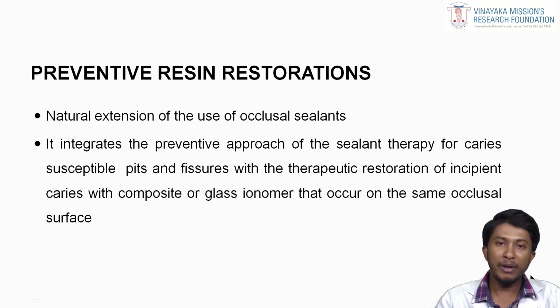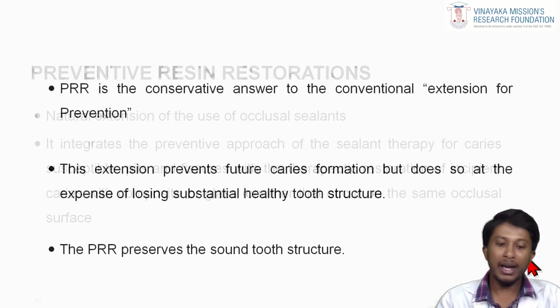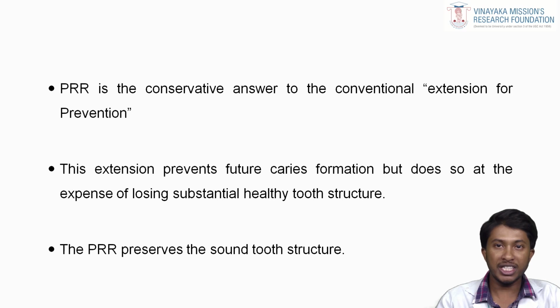Next, coming to the preventive resin restoration. It is a natural extension of the use of occlusal sealants. It integrates the preventive approach of sealant therapy for caries susceptible pit and fissure with the therapeutic restoration of incipient caries with composite or glass ionomer that occur on the same occlusal surface. PRR is a conservative answer to the conventional extension for prevention. This extension prevents future caries formation but does so at the expense of losing substantial healthy tooth structure. The PRR preserves the sound tooth structure.